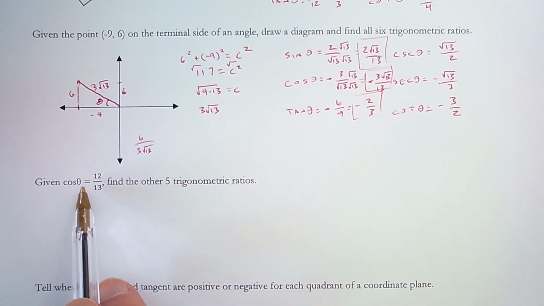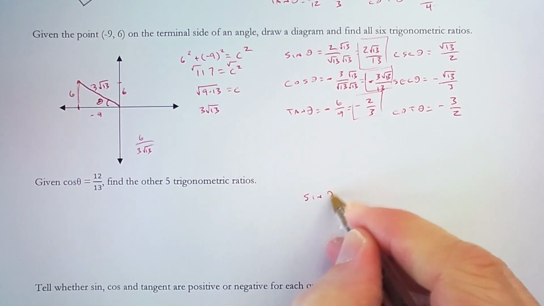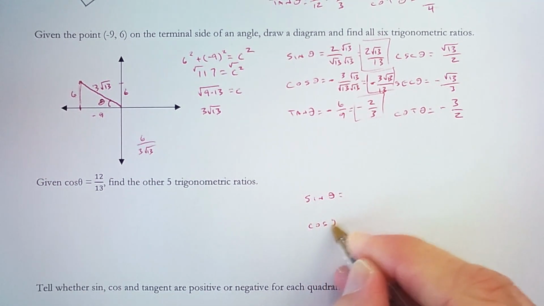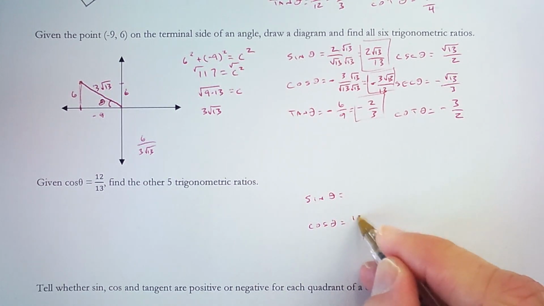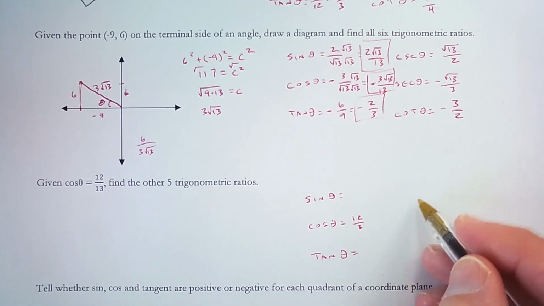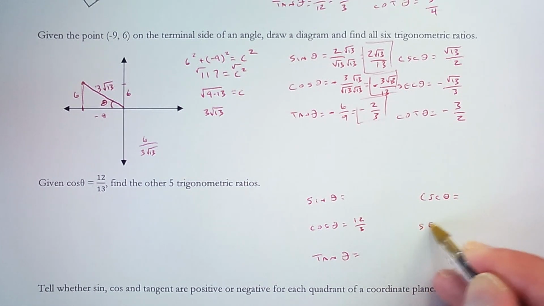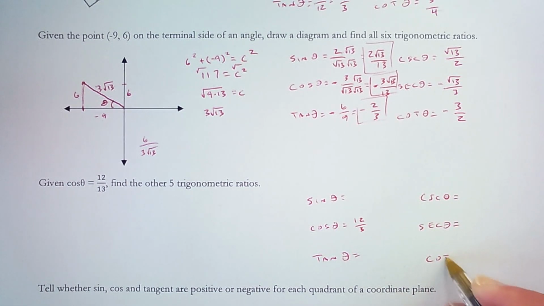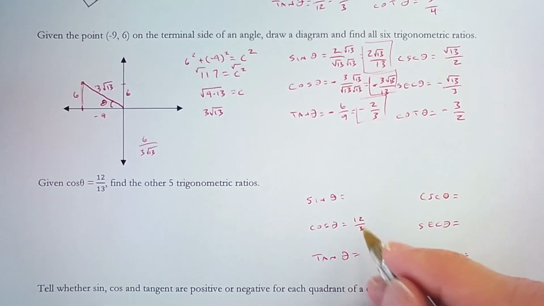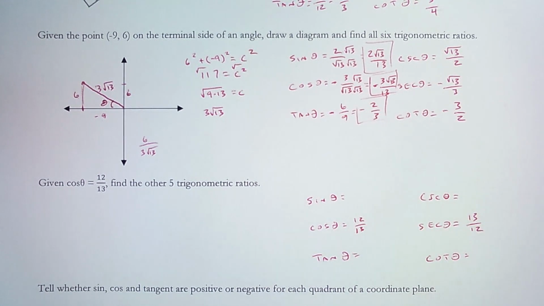Okay, here we are given cosine theta is 12 over 13. Find the other 5 trig ratios. So we have sine theta, cosine theta, which is 12 over 13, that's given, tangent theta, and then cosecant theta, secant theta, and cotangent theta. Secant theta is the reciprocal of cosine theta, which means it is 13 over 12.